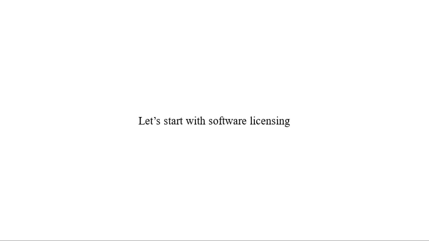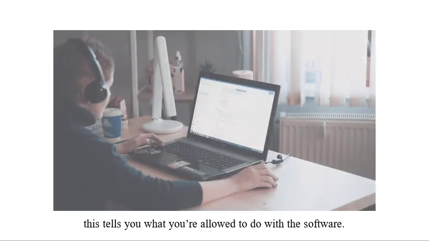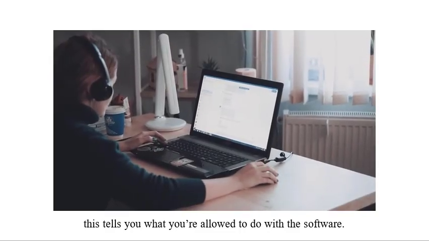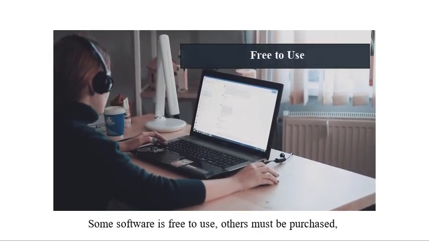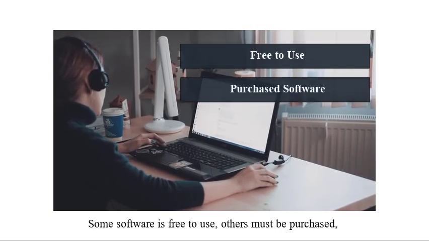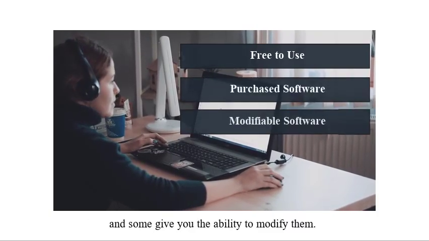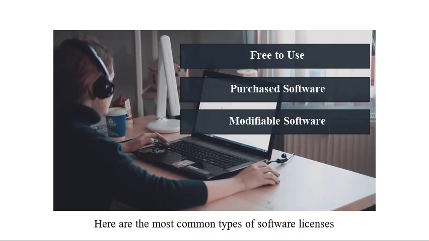Let's start with software licensing. This tells you what you're allowed to do with the software. Some software is free to use, others must be purchased, and some give you the ability to modify them. Here are the most common types of software licenses.